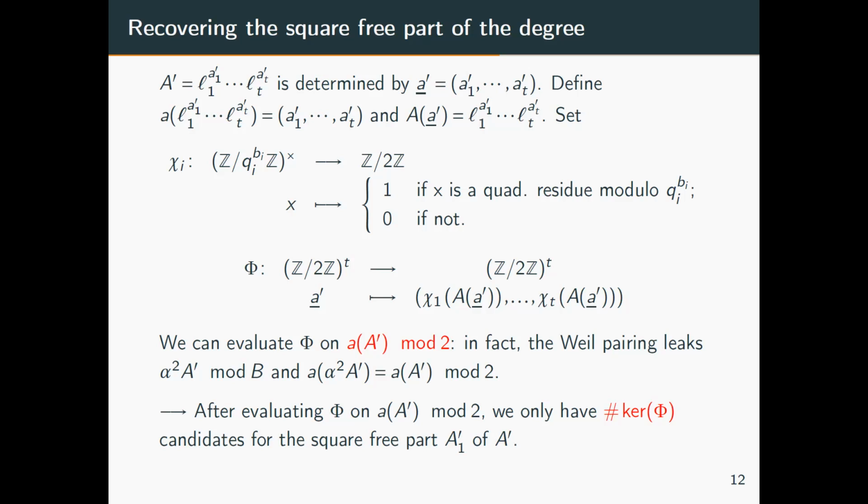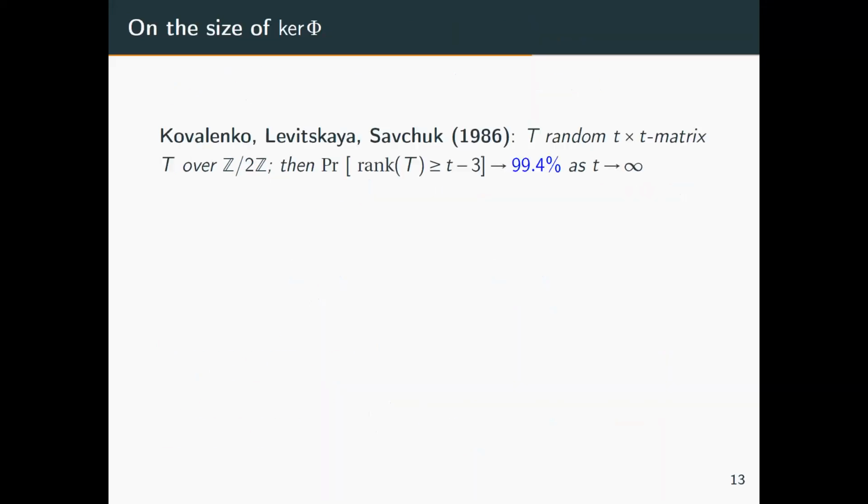Since it's a group morphism, when you know the image of an element, then you can get this element up to the size of the kernel in general. So what we need to know now is the size of the kernel of this map. If we know the size of the kernel, and in particular, if the map is an isomorphism, then we can recover the square-free part of the degree. Is it okay? Yes, it seems. So what is the size of the kernel of this map?